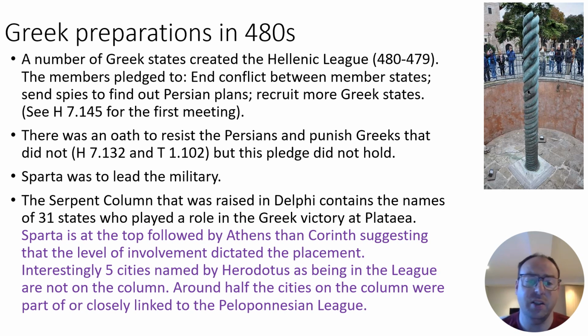Interestingly, 5 cities named by Herodotus as being in the league are not on the column. And around half the cities on the column were part of or closely linked to the Peloponnesian League that the Spartans led. So that would suggest that in the build-up to, and then eventually in the Persian invasion, Greek leadership is coming from Sparta. However, that isn't the whole story, but that's an important part of it.